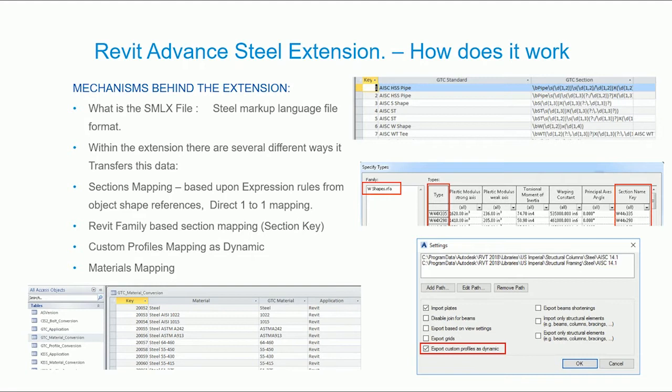Then we've seen the section key come in, where they've used the section name inside Advanced Steel, linked that inside the Revit families, and used that as the key name in the transfer process. So basically it knows what it's called in Revit and what it's called in Advanced Steel. They embed that in the code and in the approved families. And then more recently, the ability to transfer a custom profile as a dynamic section, and in the background of all that you have materials mapping that is required as well. Hopefully we'll expand on all those topics as we go through today.